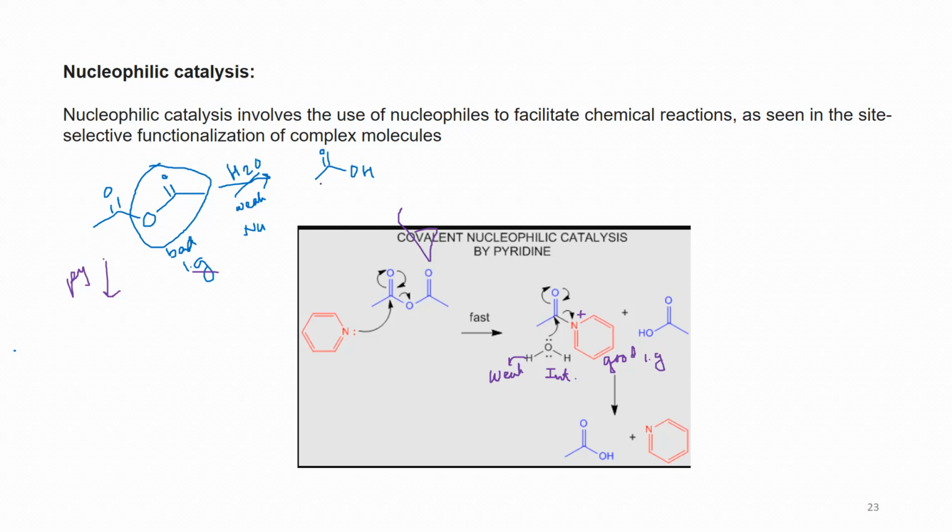Okay, so this is called nucleophilic catalysis, where we are adding an extra nucleophile to remove our bad leaving group and generating an intermediate with a good leaving group, which can be easily removed by our second substrate or our given nucleophile. Okay, this is called nucleophilic catalysis.